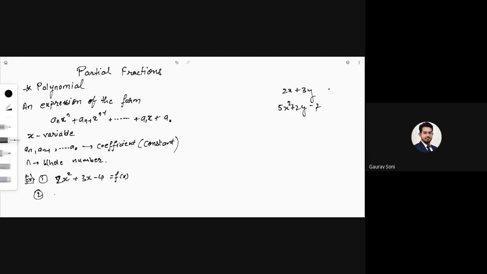Second, let's say x raised to 4 plus 1 is equal to f of x. Does the second equation look like the given expression? What is the value of a4? Can you compare two equations?